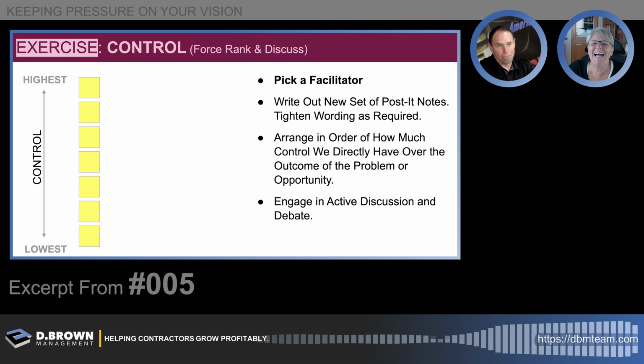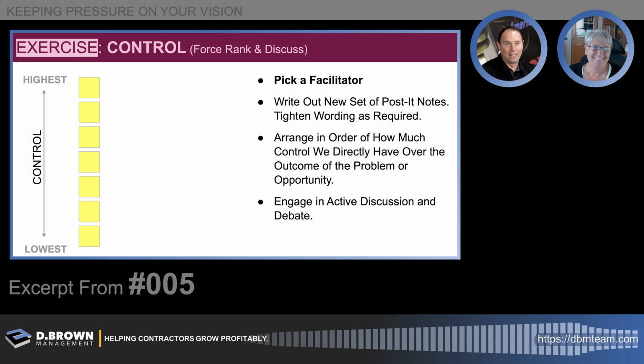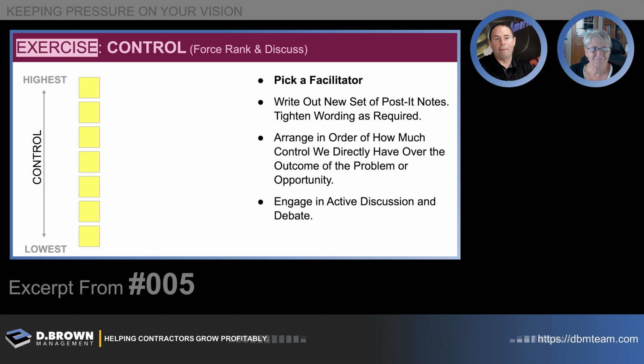So back to rewrite: pick another facilitator, tighten up the wording a little bit, ask a few more questions of the team to have them articulate what was in an item and why, and then go back and rank these things from control, highest to lowest.